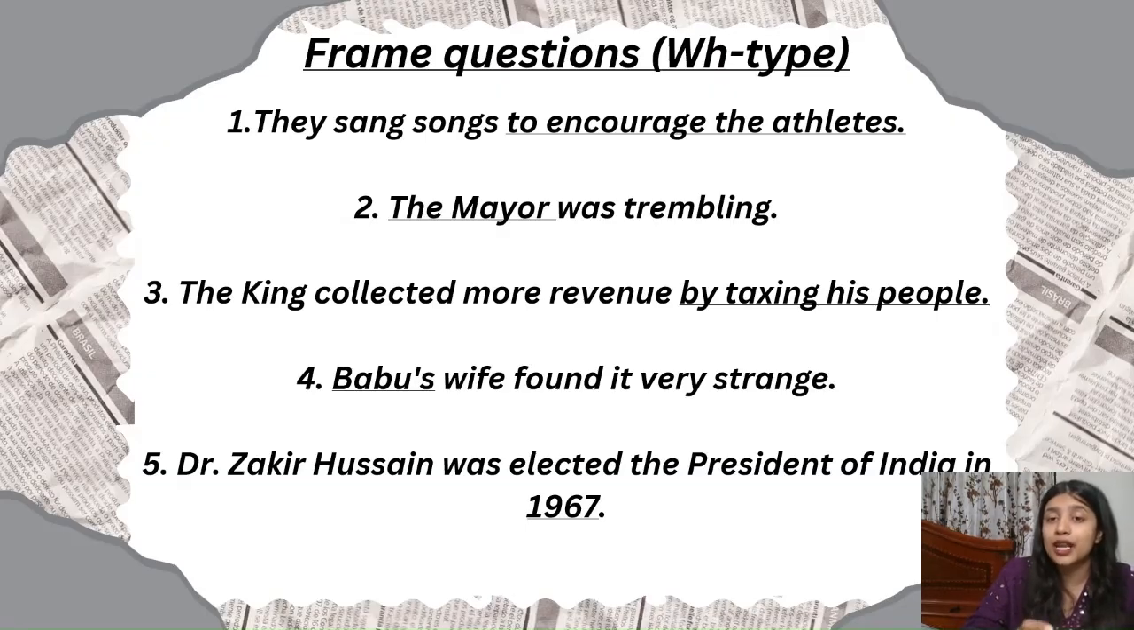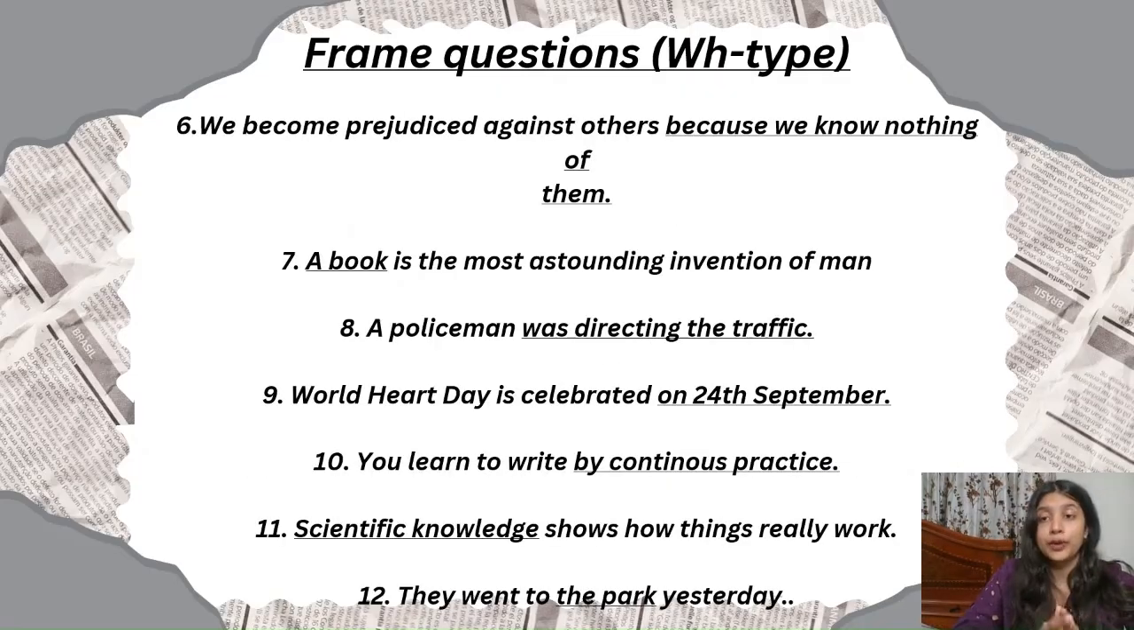Dr. Zakir Hussain was elected the President of India in 1967. When was Dr. Hussain elected as President of India? Kab? When? Right? We become prejudiced against others because we know nothing of them. Why do we become prejudiced against others? A book is the most astounding invention of man. क्या astounding invention of man है? What is the most astounding invention of man? A policeman was directing the traffic. What was the policeman directing?